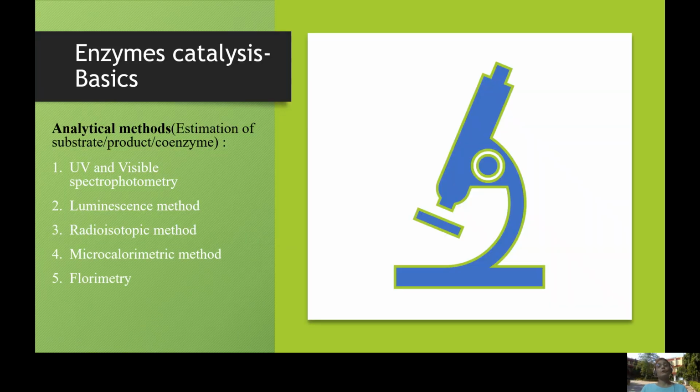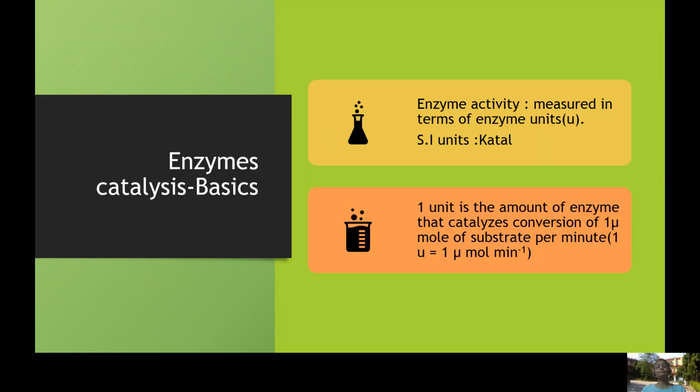So, the different analytical methods which are available to study the rate of an enzyme catalyzed reaction. One is the UV visible spectrophotometry. Second is the luminescence method. Third is the radioisotopic method. Fourth is the microcalorimetric method. And fifth is the fluorimetric method. But what we do in the undergraduate lab is the UV visible spectrophotometry. Okay.